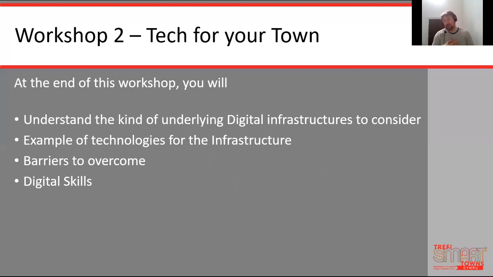So moving on to the second workshop then, this looks at the technology that can be implemented in the smart town. First of all, we're looking at the digital infrastructures, whether they exist or not, what condition they're in, and also then the technology that can be put on to the digital infrastructures, giving different examples. There are also barriers to overcome to get buy-in, implementing the different technologies, and then the digital skills that are going to be needed to make use of these technologies as well.